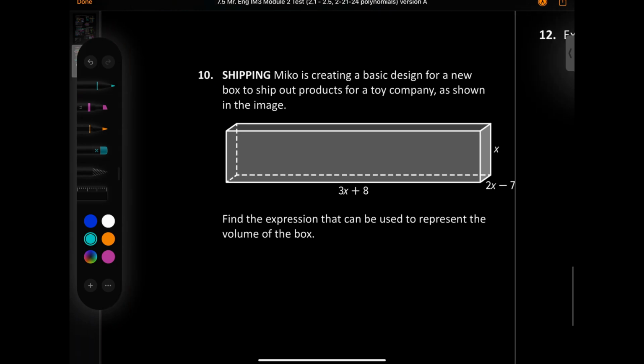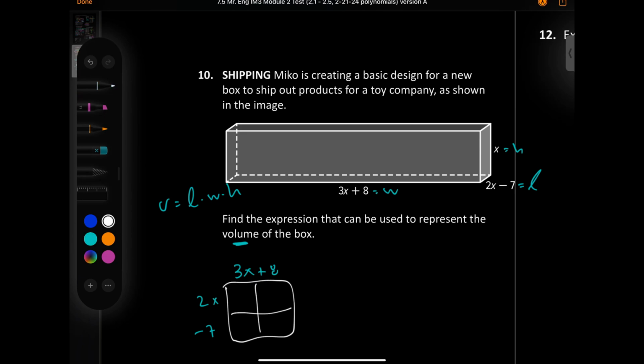Miko is creating a basic design for a new box to ship out products for a toy company as shown in this image. Find an expression that can be used to represent the volume. Remember, the volume is length times width times height. You're just multiplying all these. So it doesn't matter, you call this one height, length, and width. You're just multiplying all those. I'm going to multiply 3x plus 8 and 2x minus 7.